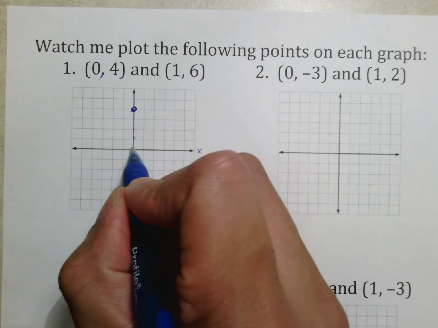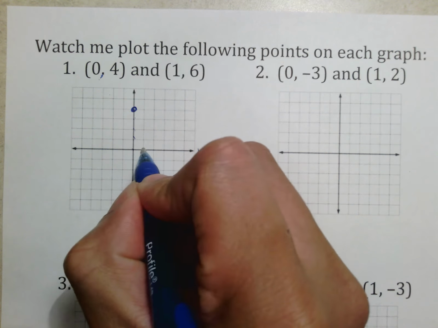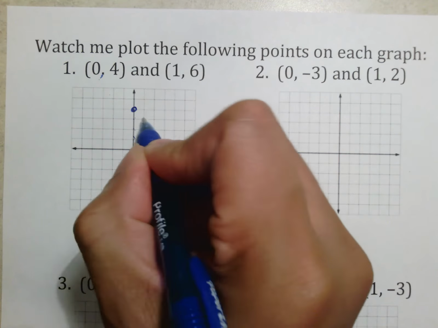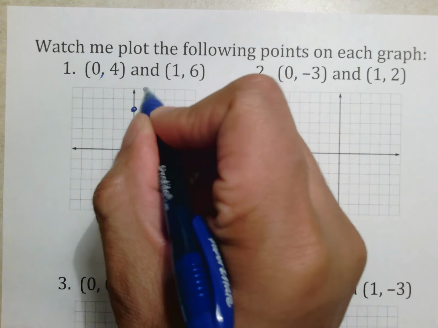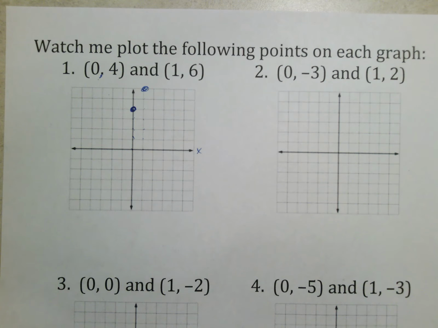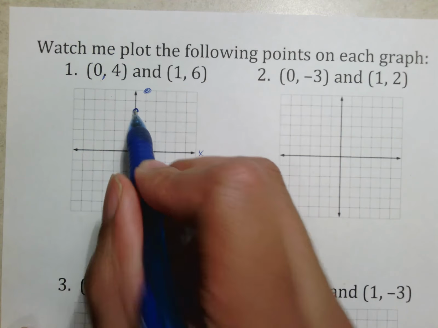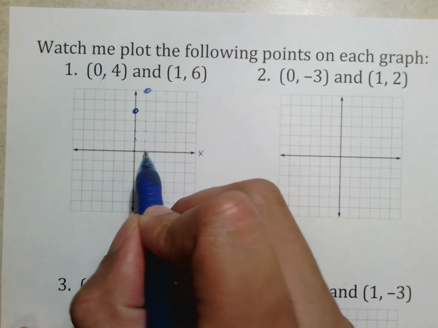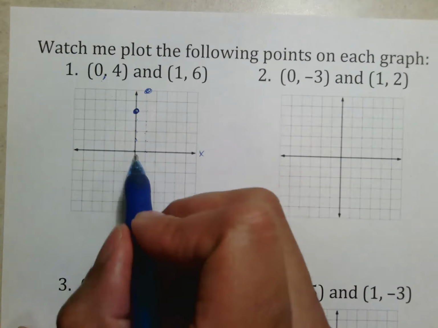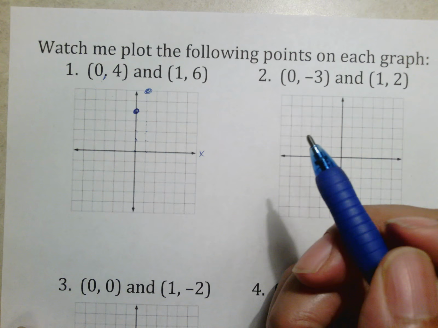(1, 6) means from the origin, go to where x is 1 and y is 6. 1, 2, 3, 4, 5, 6. Second dot. And of course, if we were going to draw a line, we can see exactly what that is. We can see what direction that line's going. So (0, 4) means don't move yet, but do go 4 up. (1, 6) means go to where x is 1 and y is 6. Again, this is where x is 0 because it is in the middle of all the numbers.